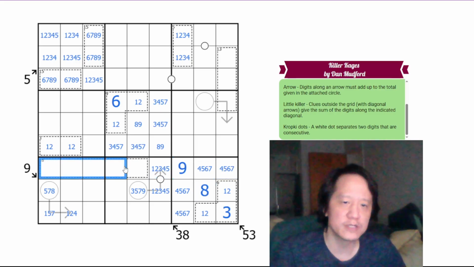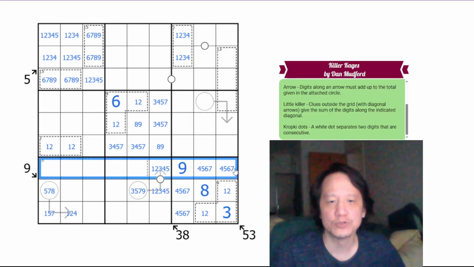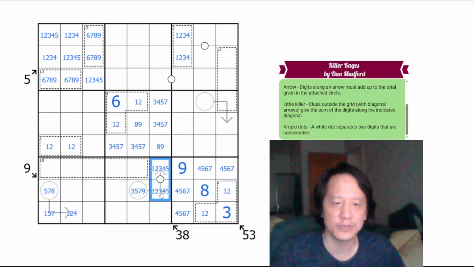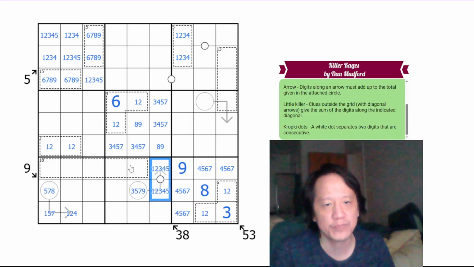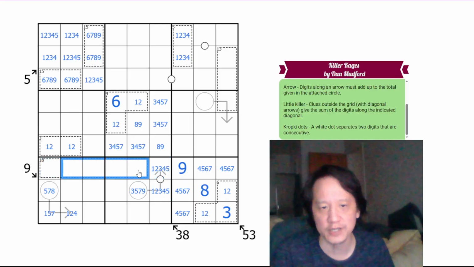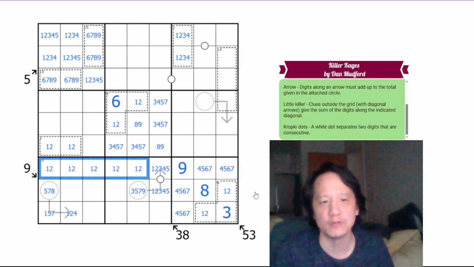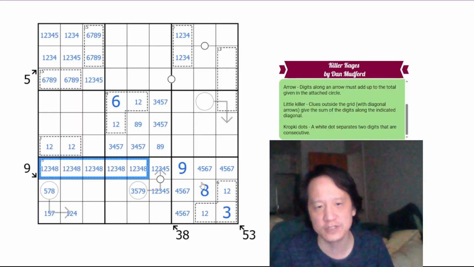Well, where can 8 be in row 7? Can't be here because, again, of the 8 in the box. Can't be here because it adds up. These have to be consecutive, adding up to another digit. And 8 and 7 add up to 15 at minimum. So 8 has to be in the cage, which forces this cage to be 1, 2, 3, 4, and 8.